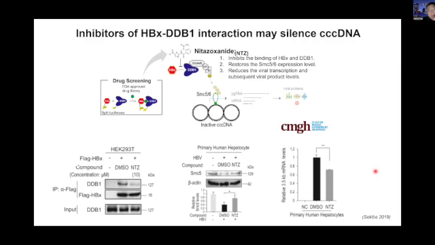This is one example from a Japanese group. They developed an assay to identify compounds that block the HBx and DDB1 interaction, so that can prevent HBx-mediated degradation of the SMC5/6 complex and then silence the cccDNA. This is a proof of concept study. You can see they identified a compound called NTZ that can block the HBx and DDB1 interaction, and you can see the rescue of the SMC5/6 protein in the presence of this compound under HBV infection in primary hepatocytes. But the potency needs to be improved. You can see that there is only a marginal effect on cccDNA transcription inhibition by the NTZ compound.